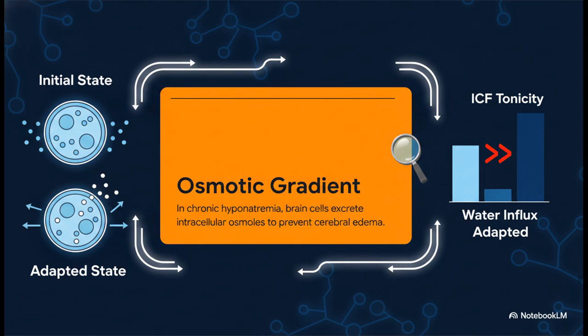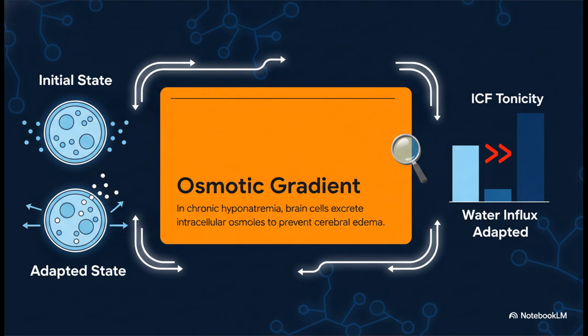To really understand the stakes, we have to look at the underlying physiological mechanism. In chronic hypoosmolar states, the extracellular fluid is excessively dilute. Left to its own devices, water would just rush into the relatively hypertonic brain cells, causing lethal cerebral edema. But the brain is remarkably adaptive. Over about 48 hours, those neurons maintain their volume by actively shedding intracellular osmoles, like potassium and organic solutes.